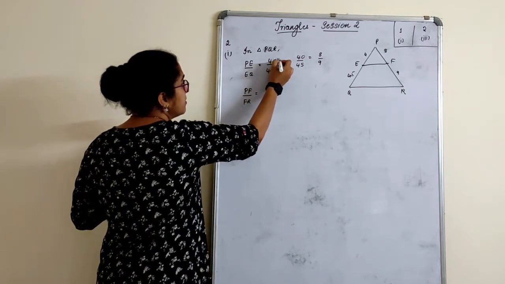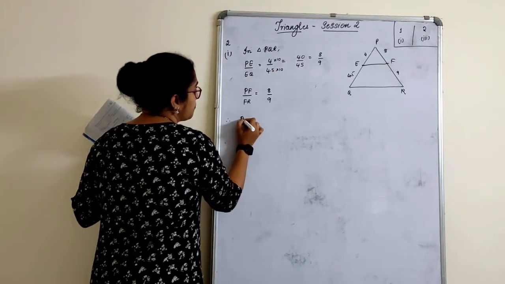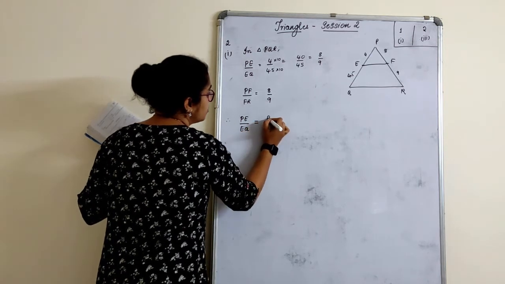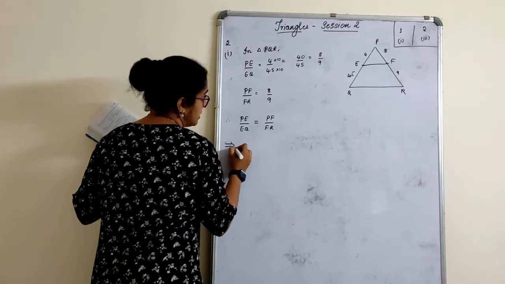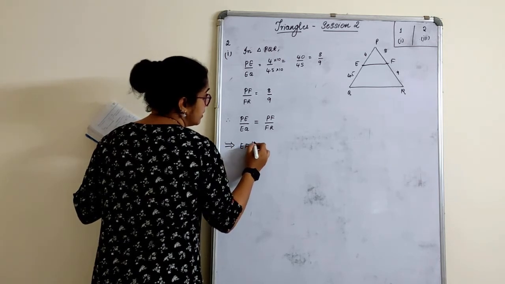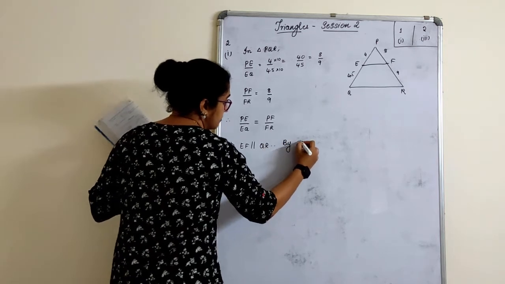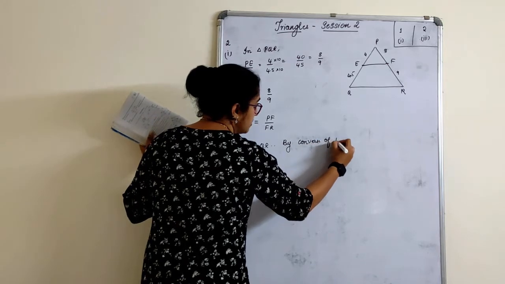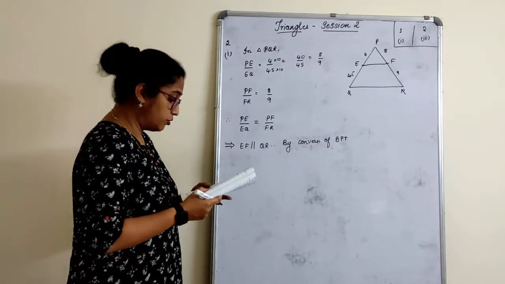Similarly, PF upon FR is 8 upon 9. Therefore PE upon EQ is equal to PF upon FR. This implies EF is parallel to QR, and give the reason: converse of basic proportionality theorem. This is how you have to write it.